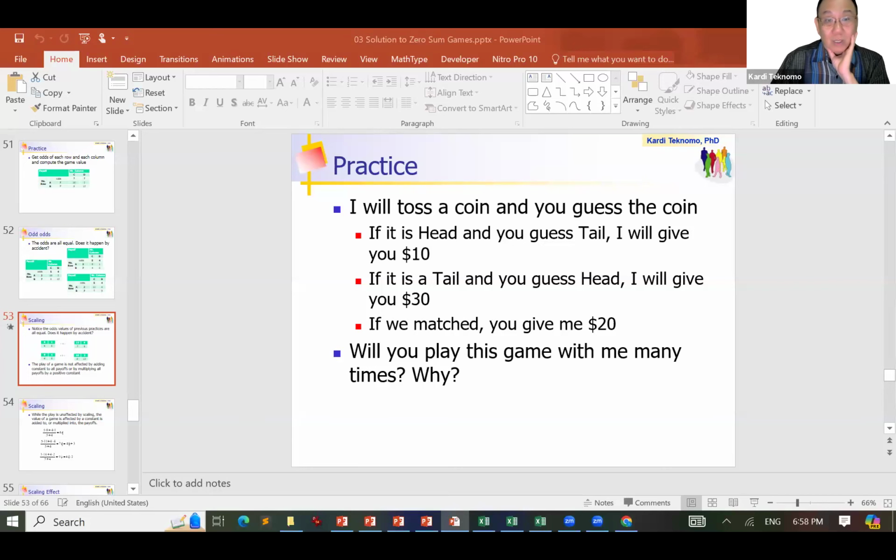So you can also try this game if you want. I toss a coin and you guess the coin. If it is head, you guess tail, I will give you $10. If it is tail and you guess head, I will give you $30. If we are matched, you give me $20. So the question is, will you play this game with me many times, and why? Yes or no, and why?